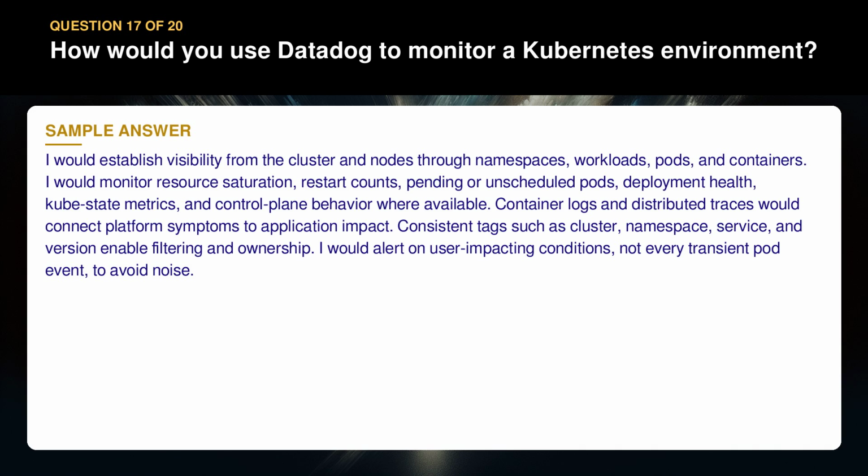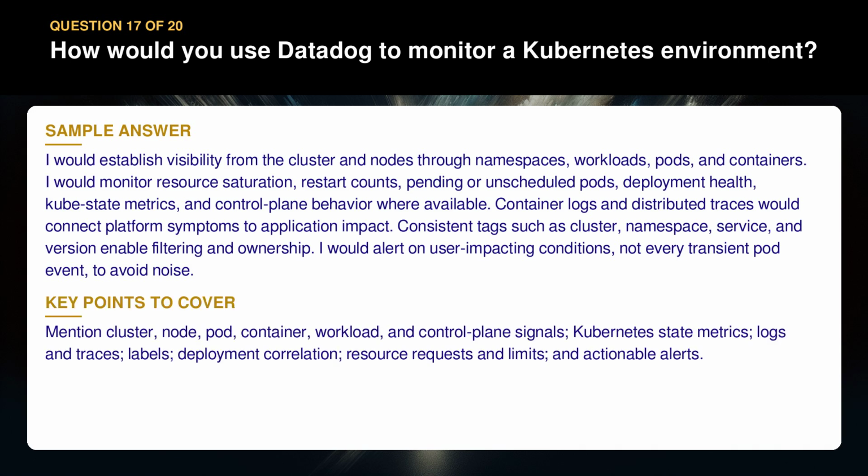I would alert on user-impacting conditions, not every transient pod event, to avoid noise. Mention cluster, node, pod, container, workload, and control plane signals, Kubernetes state metrics, logs and traces, labels, deployment correlation, resource requests and limits, and actionable alerts.